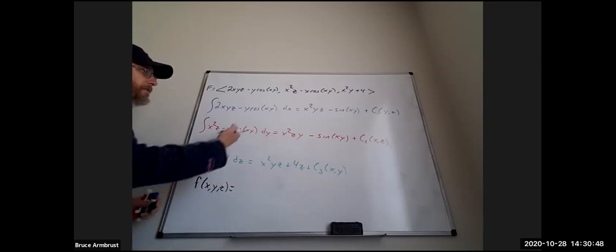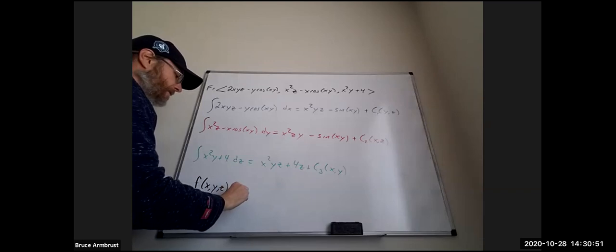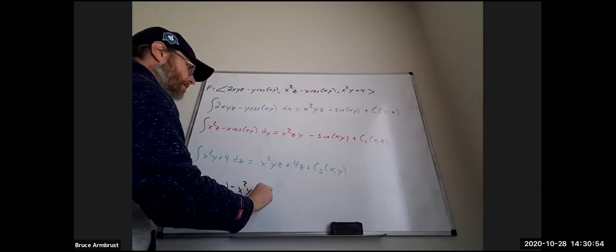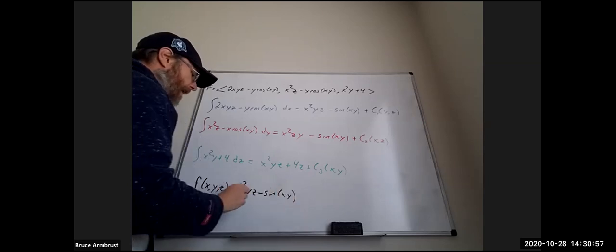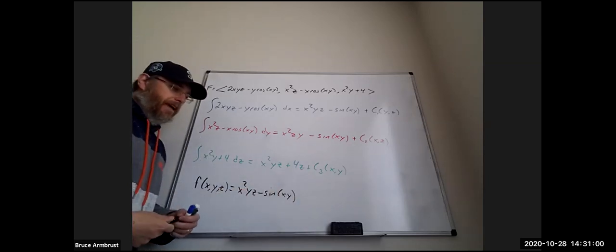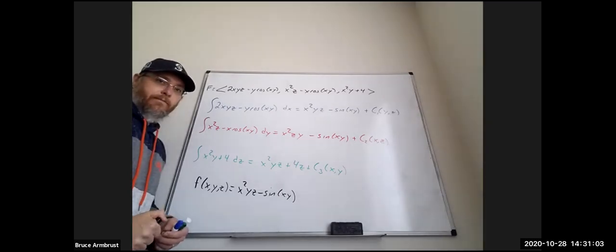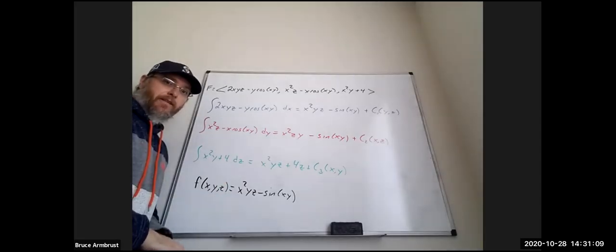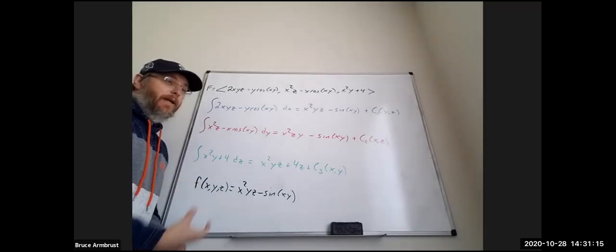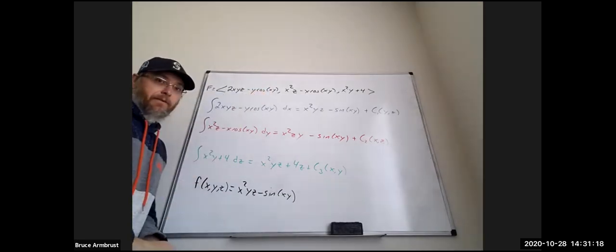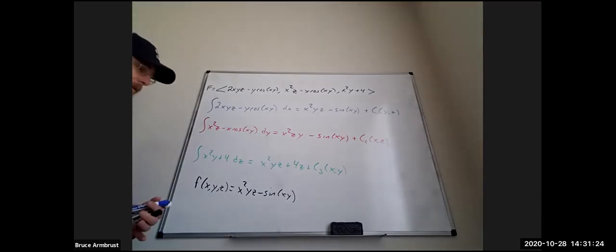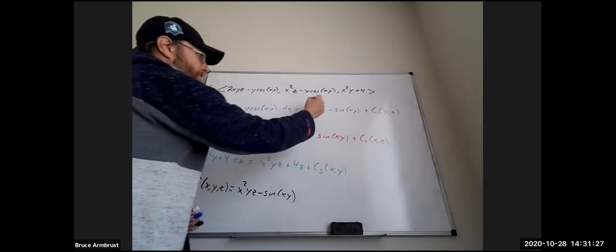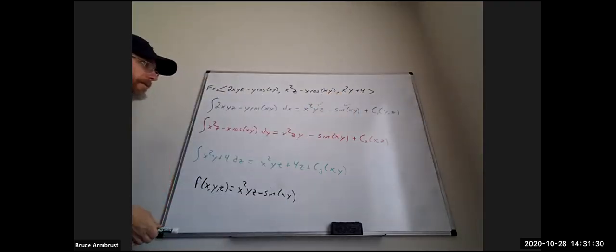So here's what I like to do. I start with the very first one with x's, and I get the pieces that I know have to be there. I have to have an x squared yz, and I have to have a minus sine of xy. Is this function a vector or not? Nope, this is just a regular old function. Its gradient is a vector, and its gradient is this vector field. But it's just a regular old multivariable function.